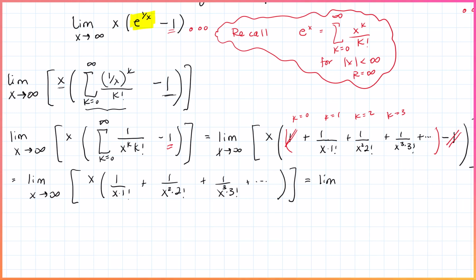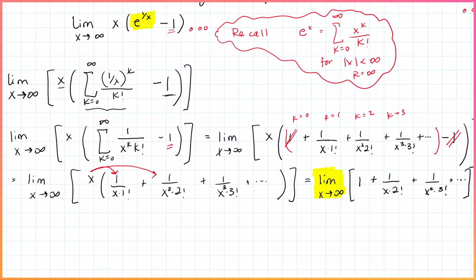And when we multiply by x, what happens is we're going to distribute it to each of the terms. And the first term is going to become just 1. The second term is going to become 1 over x times 2 factorial. The power of x in the denominator when I multiply by x just goes down by 1. So we end up with 1 plus 1 over x times 2 factorial plus 1 over x squared times 3 factorial plus so on and so forth. And so now I can actually take the limit. So I was doing all that just to simplify, but now I can take the limit.